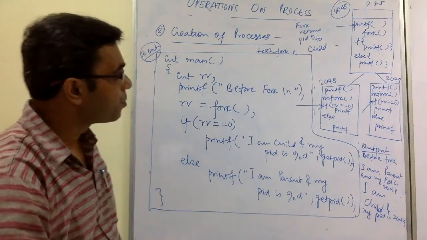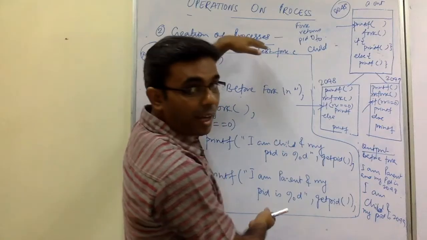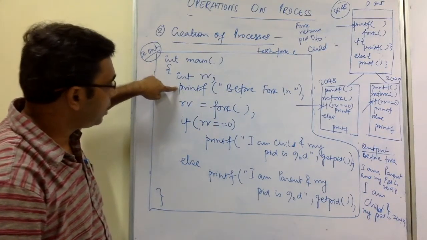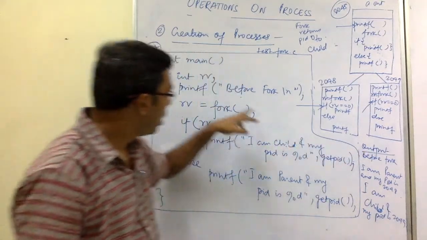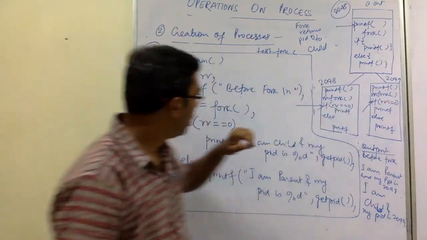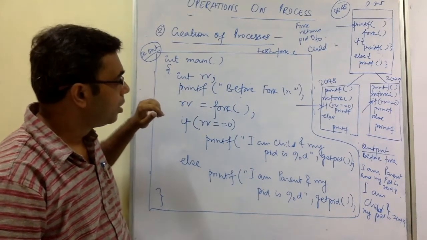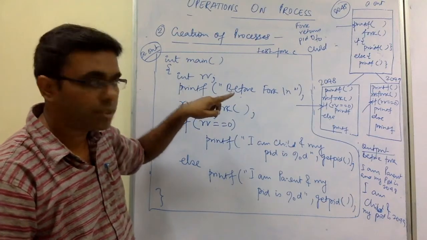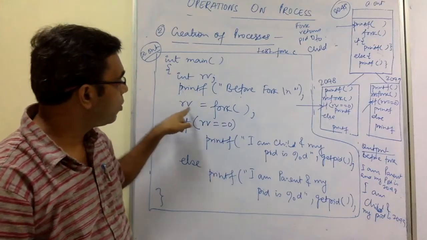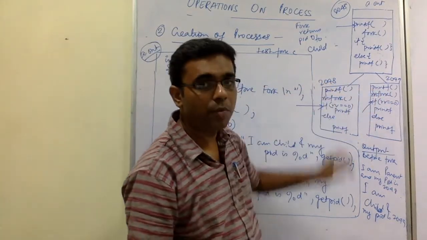So how did I do that? When the parent process started execution, it went through execution of this line, that is, it printed this before fork, and then it forked a child process. So a child process got forked and the return value was stored in RV. In the parent, the child PID was stored, and for the child it was 0. So this is the situation once the child has been forked.